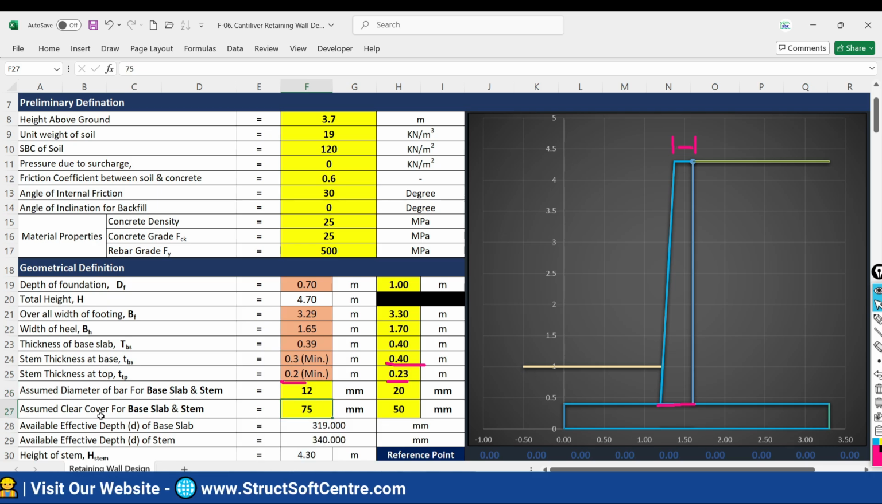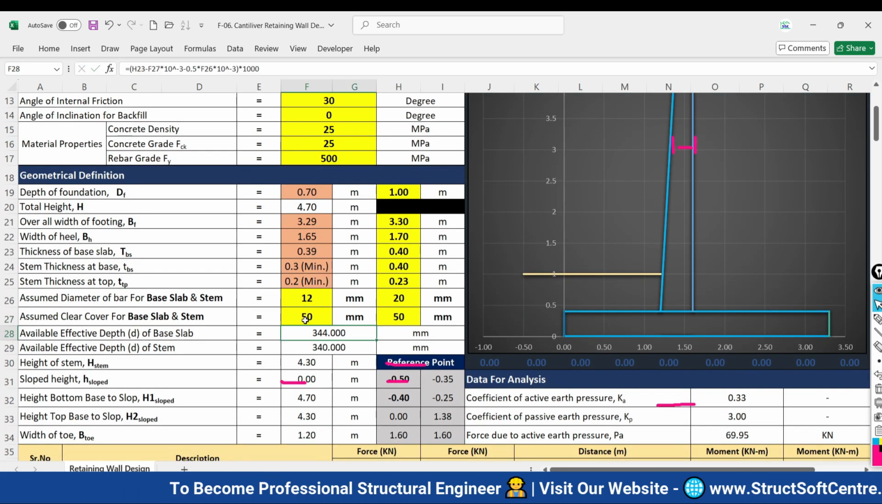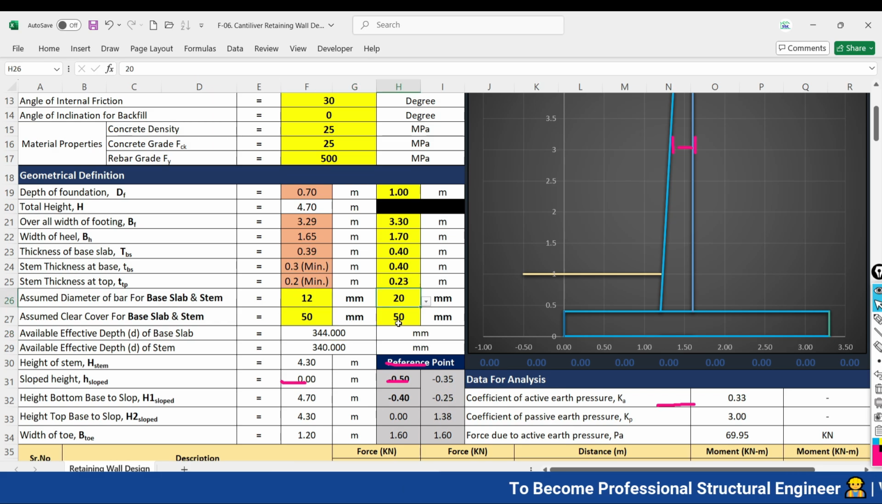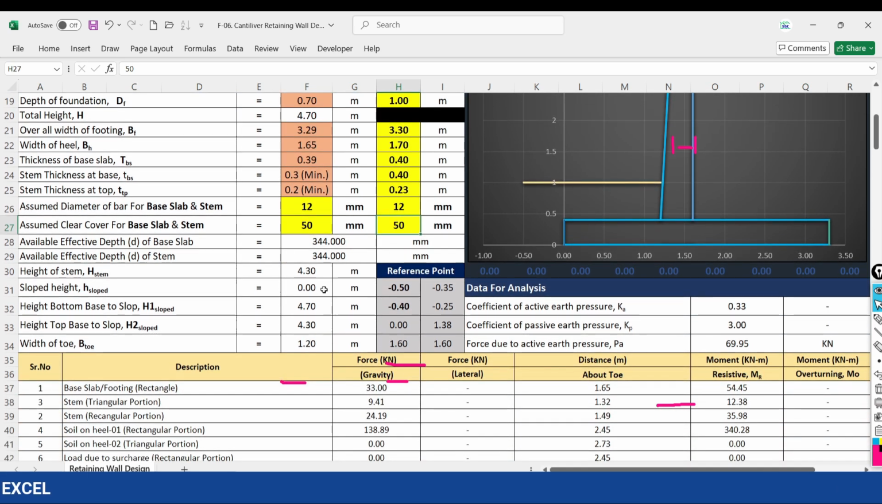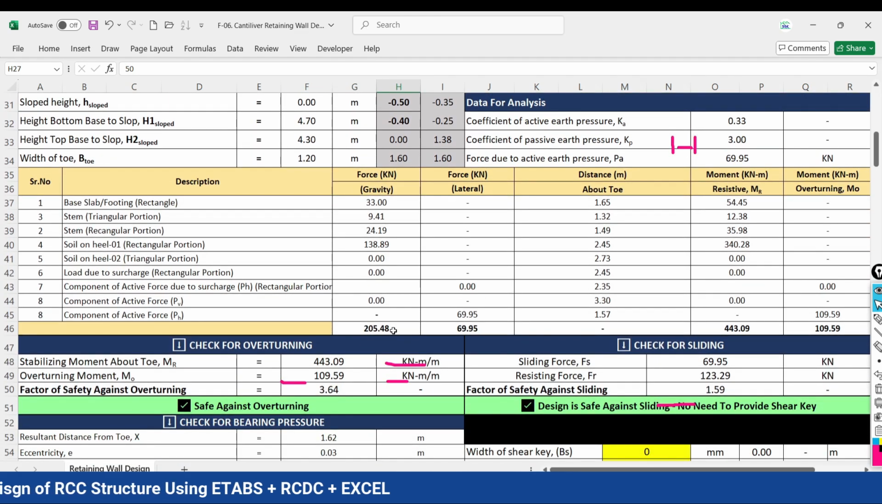And assume the clear cover for the base slab. So we are going to consider the clear cover as 50 mm. Okay, clear cover for base slab and stem. So 12 mm also for the stem. Base slab and stem both, and clear cover 50 and 50 both, right? Thereafter the further calculation, all the calculation here is going to be done by the sheet.